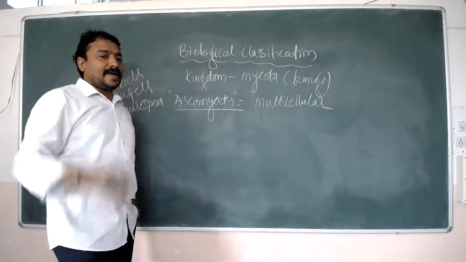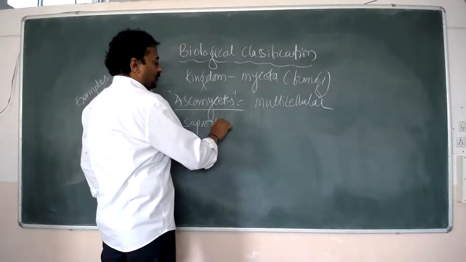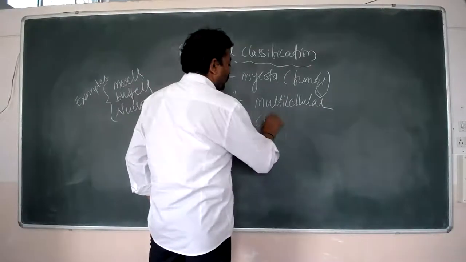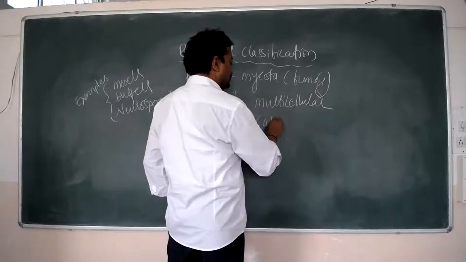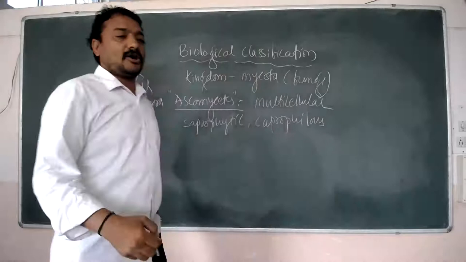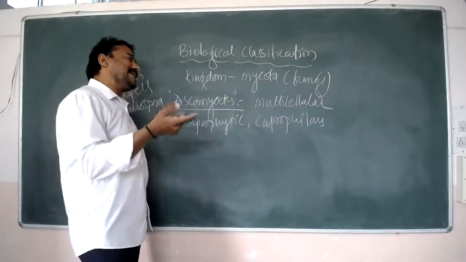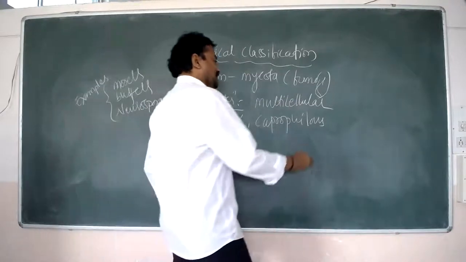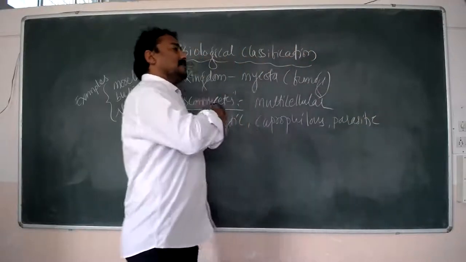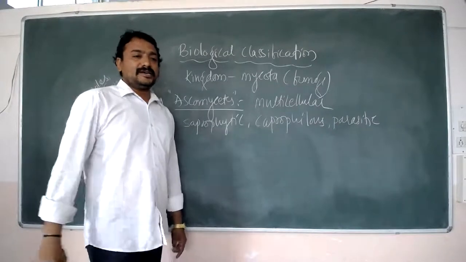These are normally saprophytic, and they usually feed on dung. That is called coprophilous, which means growing on dung. Saprophytic means growing on dead and decaying substances. And parasitic means depending on other organisms for their food and shelter, simultaneously causing diseases.